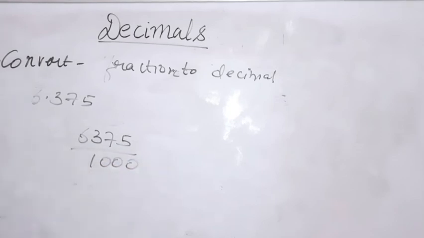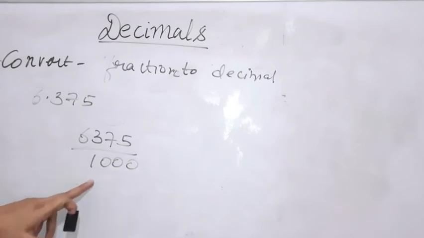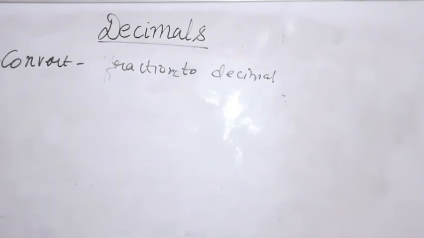Why 1000? Because there are 3 decimal places. So as per that I have written 1000 in the denominator. Taking some more examples in which we are not having 10, 100 or 1000 as the denominator.